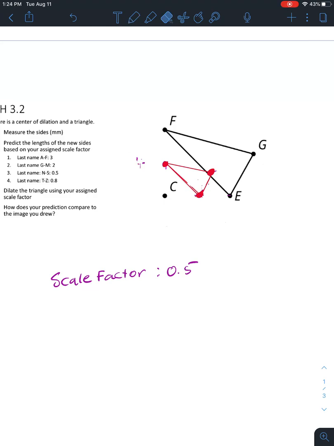And I hope that you see that this triangle is half as big as our original. And once again, if I matched up the vertices, they will line up perfectly. And I think I did a better job on this one because you can see that it kind of lines up easily.